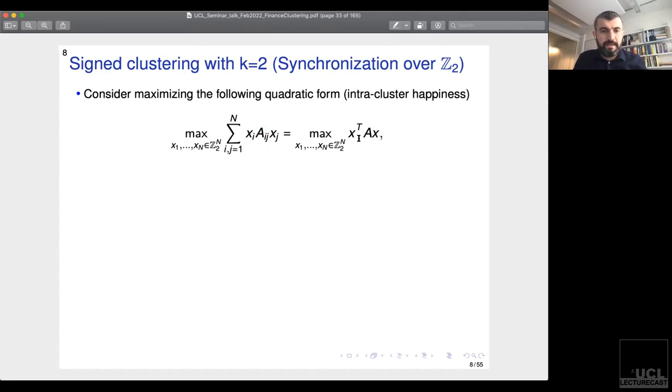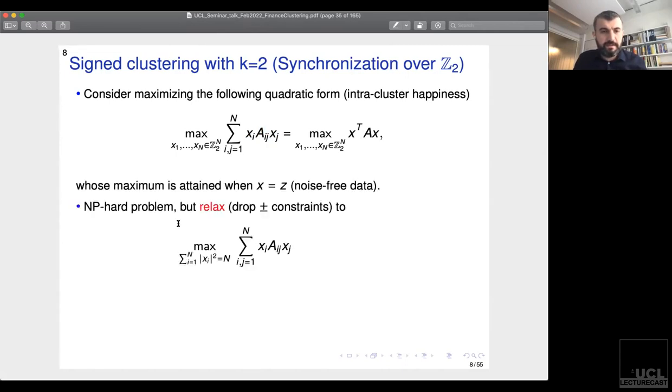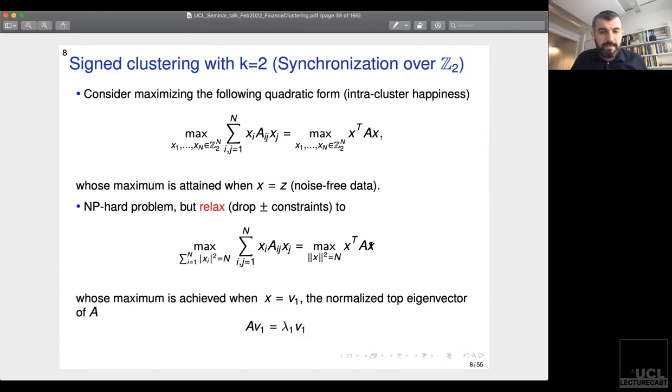This problem, unfortunately, is an NP-hard problem because of the integer constraints on the x_i. And typically, people do a relaxation by removing the unit magnitude constraints on each individual x_i and replacing it with the constraint that the sum of the squares should be n. But this problem, we all know how to solve. It's just a quadratic form subject to a norm constraint. And this can be simply solved by the normalized top eigenvector of the adjacency matrix A.